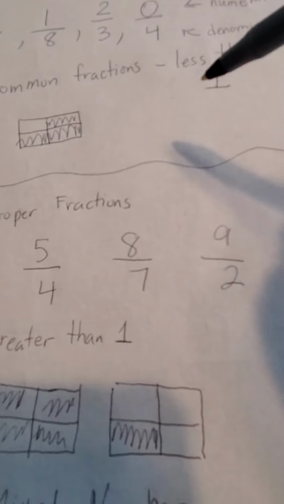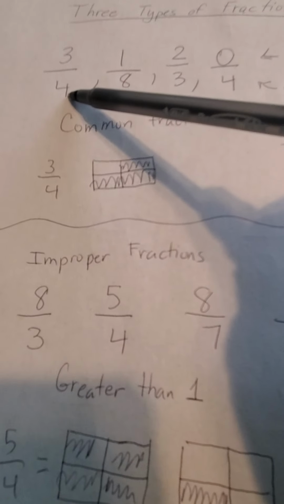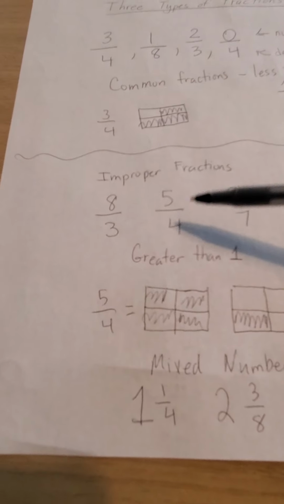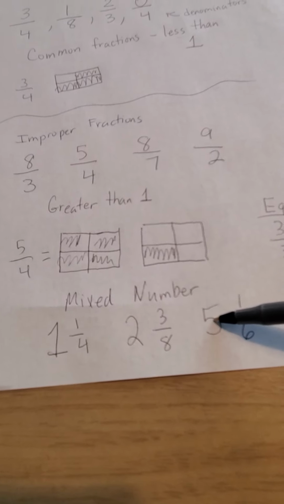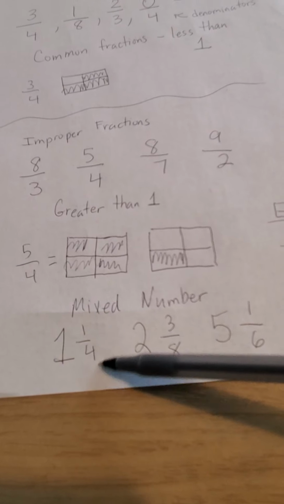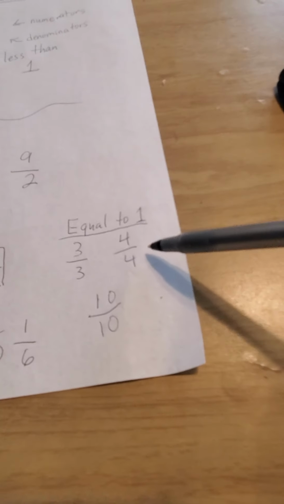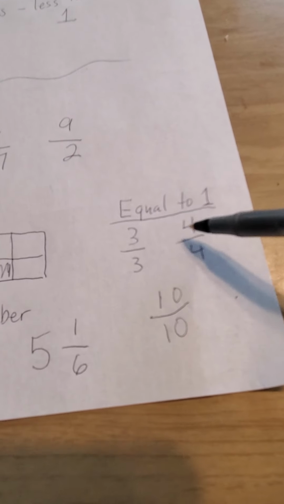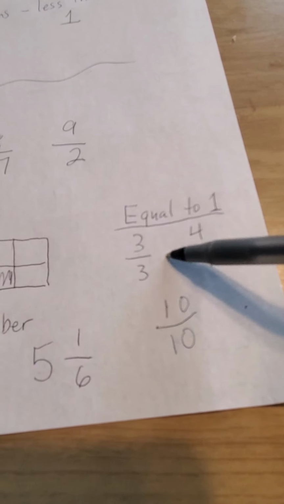So three types of fractions. You have the common fractions, the numerator smaller than the denominator. You have the improper fractions, the numerator bigger than the denominator, greater than 1. You have mixed numbers, where you have a whole number and a fraction put together. These are obviously bigger than 1. And then the fractions that are equal to 1 are the fractions where the top and the bottom number, the numerator and the denominator, are the same.